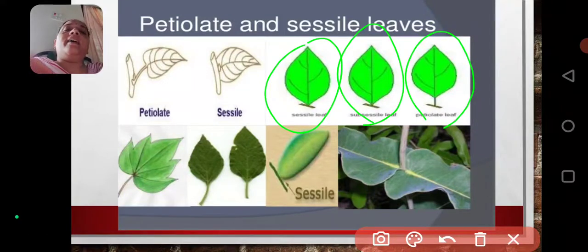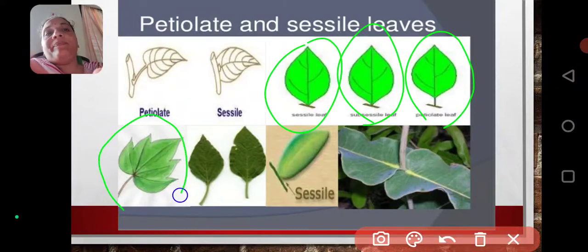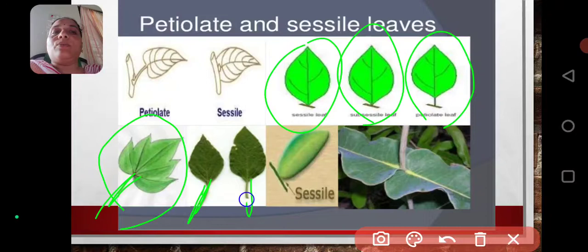Here I will ask some questions to you. Just observe the picture and tell me whether it is petiolate or sessile. This leaf, this is petiolate. Why? Because the stalk is present. This is also petiolate, petiole is present. This is also petiolate, so petiole is present.